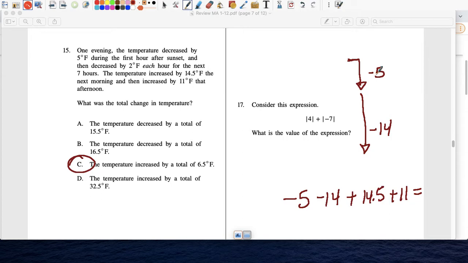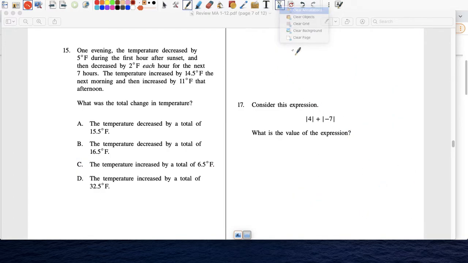So if you think about it, it decreased -5, decreased -14, and it goes up 14.5. We'll take it about here. And then it goes up 11. We don't know where it lands or where it ends up. Doesn't matter, but whatever it was after all these changes, basically the temperature went up by 6.5 at the end. Consider the expression absolute value of 4 is 4, plus the absolute value of -7, which is 7, and that's 11.